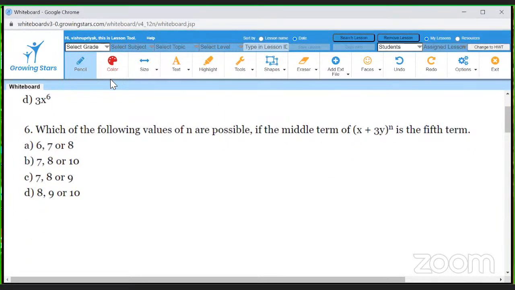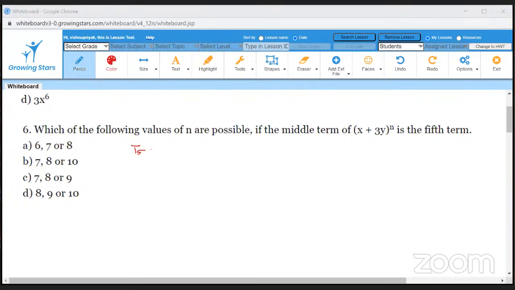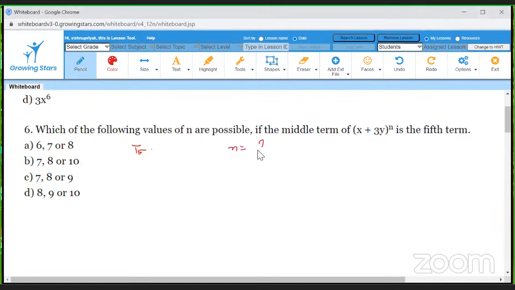Okay, next one. Last question, I think. We can't do more than this. Which of the following values of n are possible if the middle term of (x plus 3y) whole power n is the fifth term? So fifth term is the middle term. That is what they are saying. And here you have to find the value of n. What is n? This is the middle term. So how will you proceed?